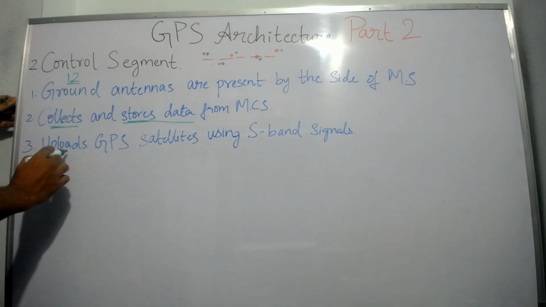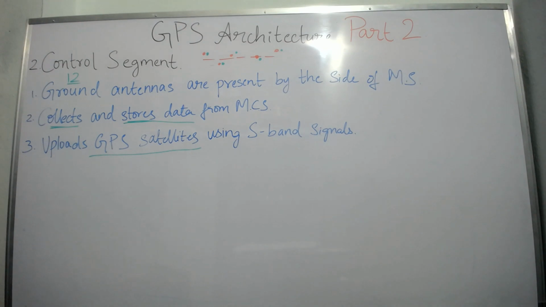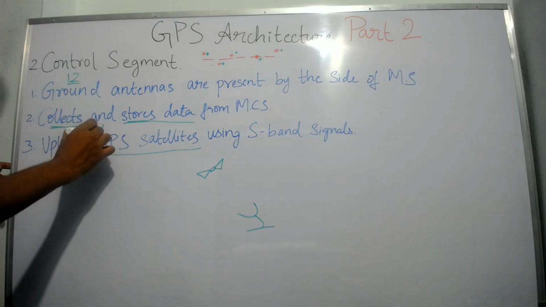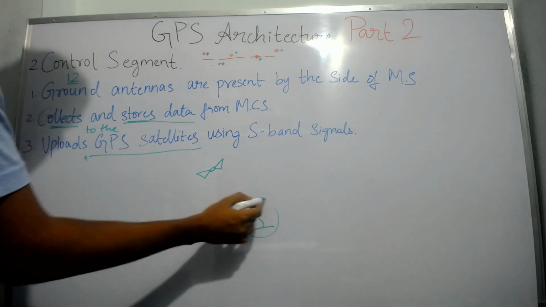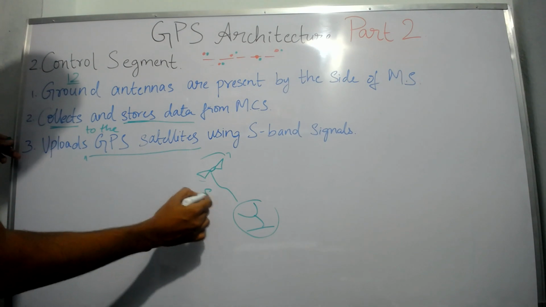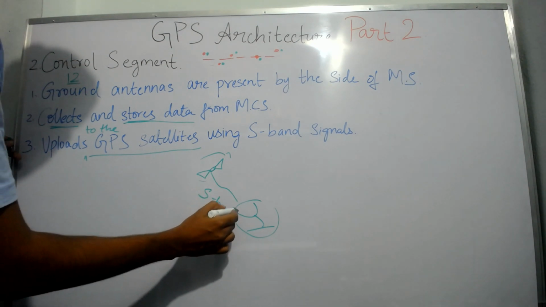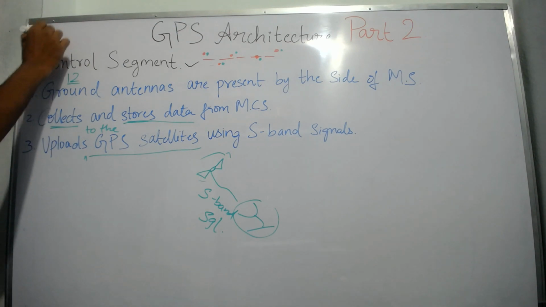It also uploads to GPS satellites using S-band signal. It means that it uploads to the GPS satellites. This is the ground antenna. This is a satellite. It uploads using S-band signal, which is 2 to 4 gigahertz. With this, the control segment is done. Now let's move on to the user segment.